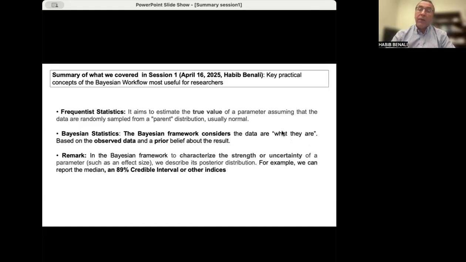On the other hand, the Bayesian approach considers the data are what they are, based on the observed data and a prior belief about the result. In the Bayesian framework, to characterize the strength of uncertainty of a parameter, we describe its posterior distribution.